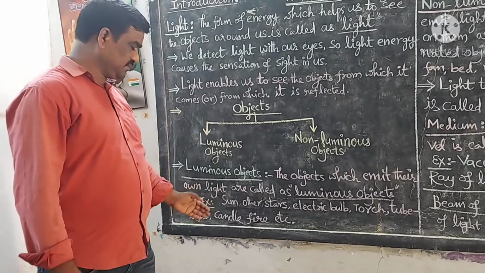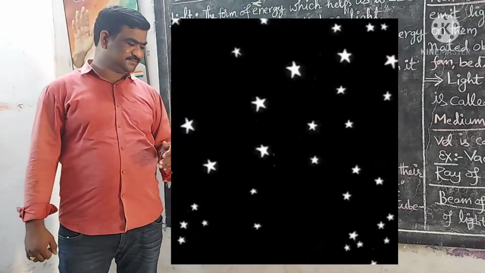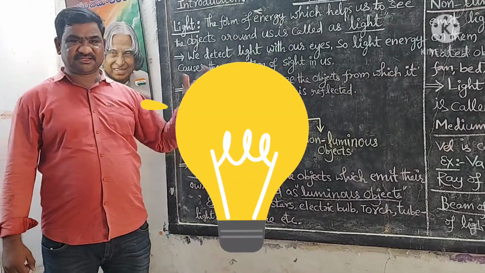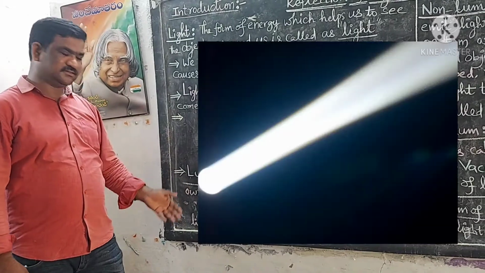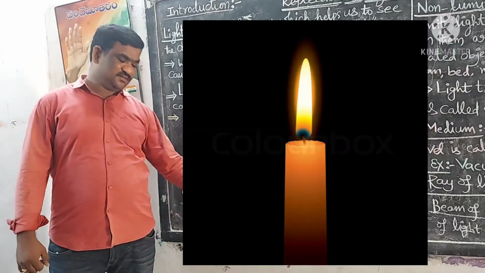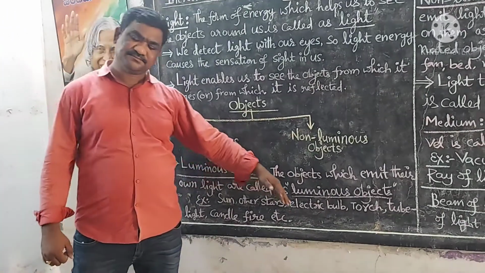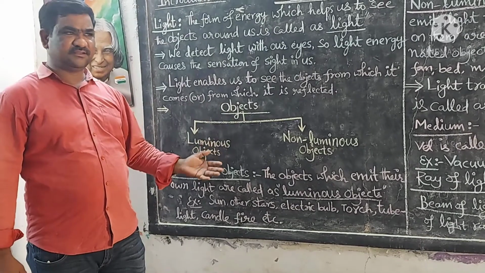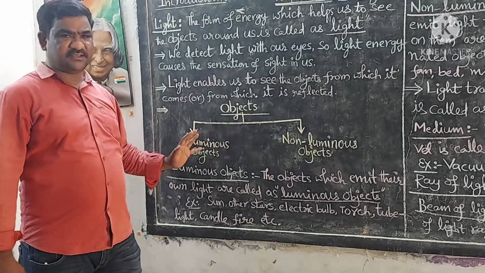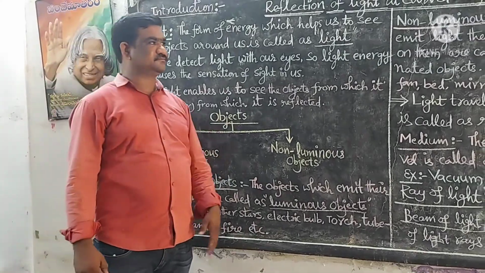For example, sun, other stars, electric bulb, torch, tube light, candle, fire, etc. So all these emit their own light. That's why all these are examples for the luminous objects or luminous bodies.